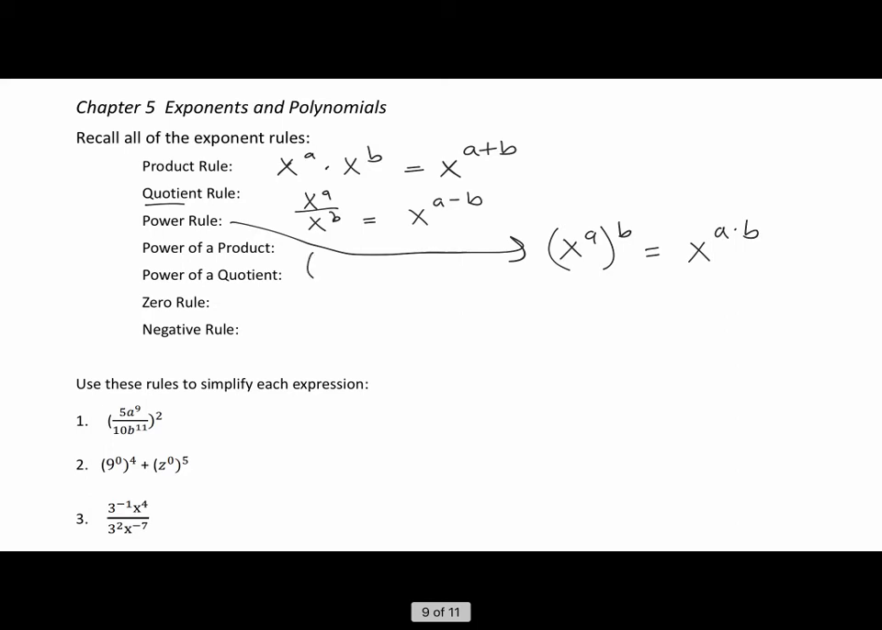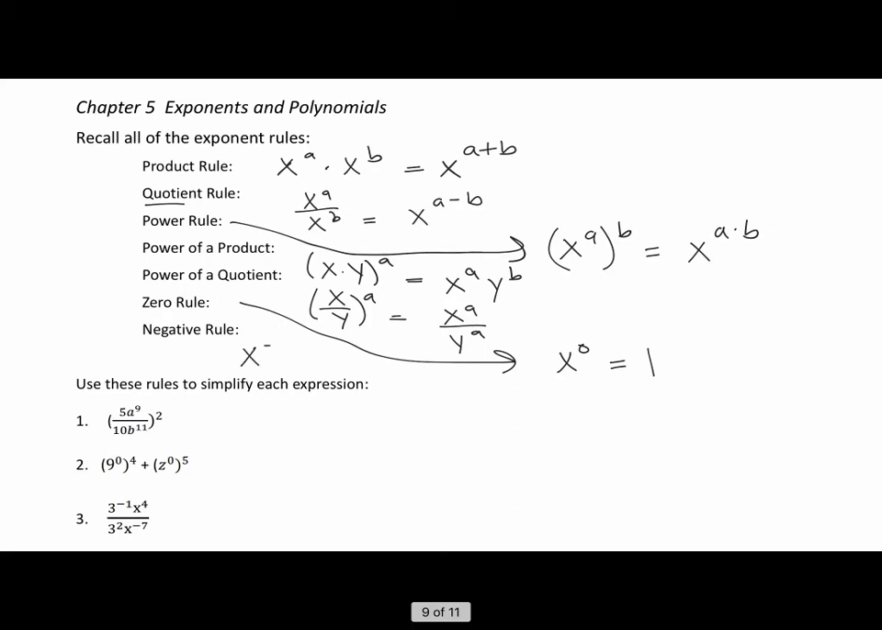Then we have a power of a product. So say I have a product raised to a power, then each part of that product gets that power, each factor in that. And the same idea for the quotient. If I have a quotient raised to a power, then each part of the quotient gets that power, the numerator and the denominator. My favorite rule is the zero exponent rule. Any base raised to the zero exponent is 1.